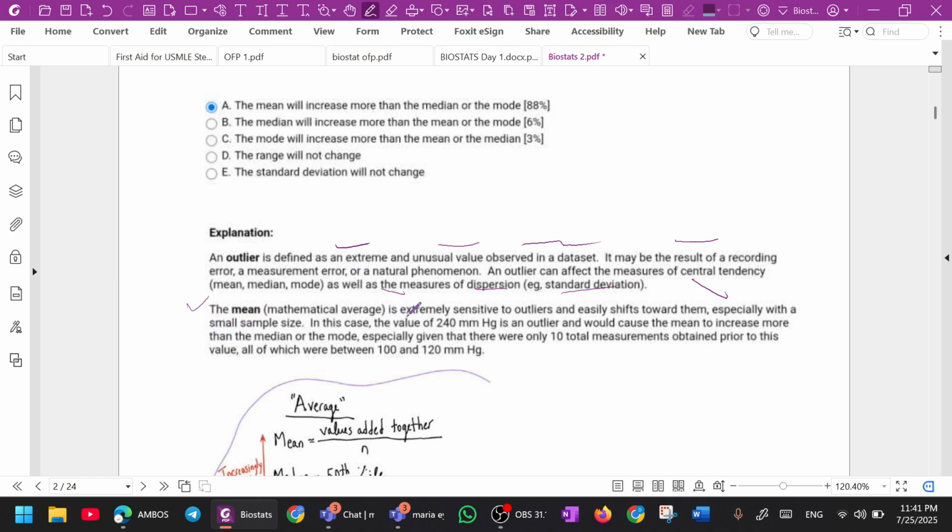In this case, the value of 240 millimeter of mercury is an outlier and would cause the mean to increase more than the median or the mode, especially given that there were only 10 total measurements obtained prior to the value, all of which were between 100 and 120 millimeter of mercury.